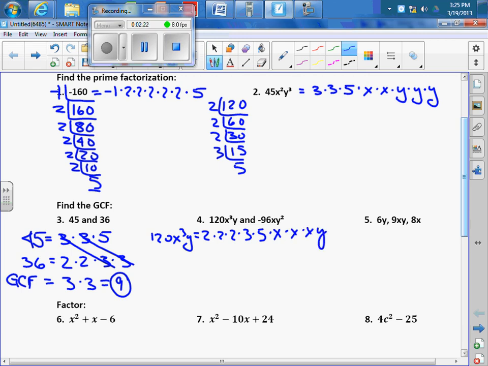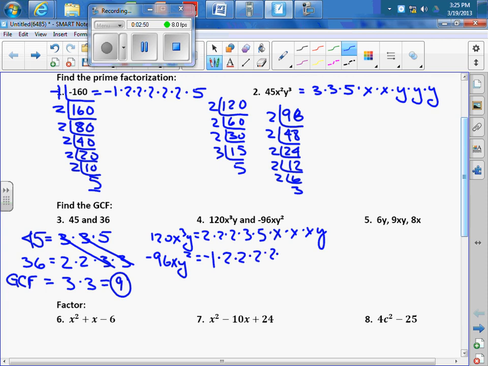And then you have -96 xy squared. Let's try the 96. We're going to divide that by 2, you get 48. Divide that by 2, you get 24. Divide that by 2, you get 12. Divide that by 2, you get 6. And 2, you get 3. So don't forget the negative here. So we're going to have, for -96 xy squared, we're going to have -1 times 2 times 2 times 2 times 2 times 2 times 3, x and 2 y's.